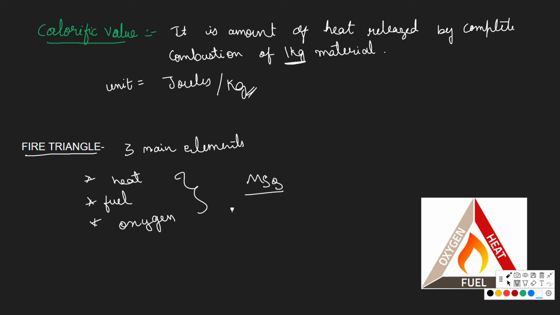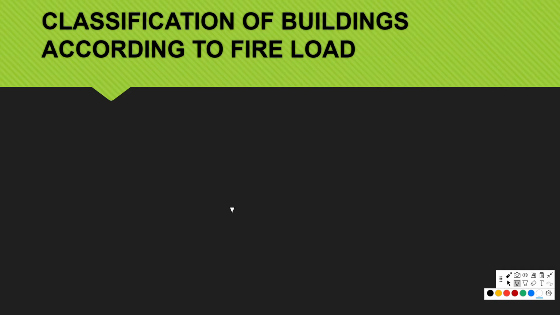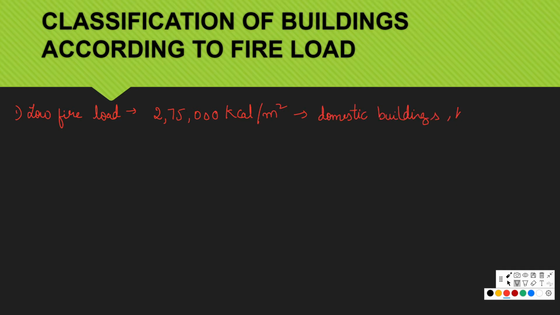So next, move on to the next topic, that is classification of buildings according to fire load. So there are 3 main classifications. First is low fire load. A fire load of up to 2,75,000 kilocalories per meter square is considered low fire load. Usually this can be seen in domestic buildings, hotels, offices and similar types of buildings.